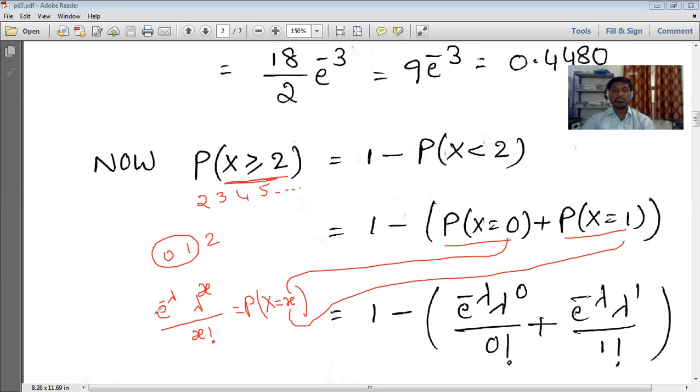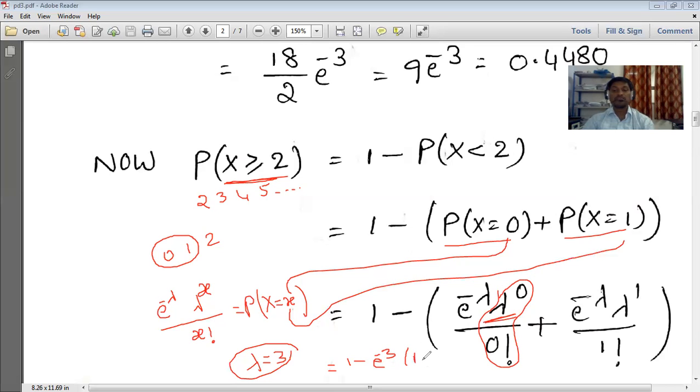So 1 minus e power minus lambda, lambda power 0 by 0 factorial plus e power minus lambda, lambda power 1 by 1 factorial, since x is equal to 1, and we know the value of lambda. So what about lambda? Lambda is equal to 3. So that lambda we can substitute here. So this is equal to 1 minus, in these two terms which one is the common one? E power minus lambda is the common one. We can write it outside, and directly I am substituting 3 in place of lambda, and in place of this one simply what we can write? 1. Why? Because anything to the power 0 is 1, and 0 factorial is also 1.